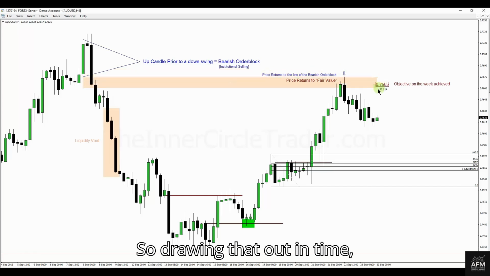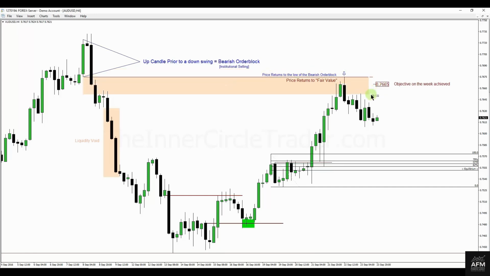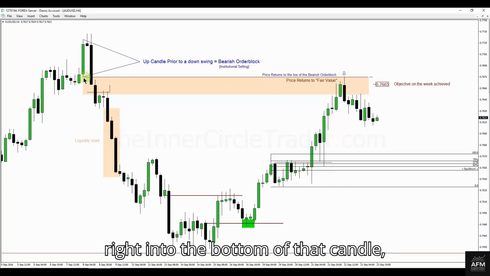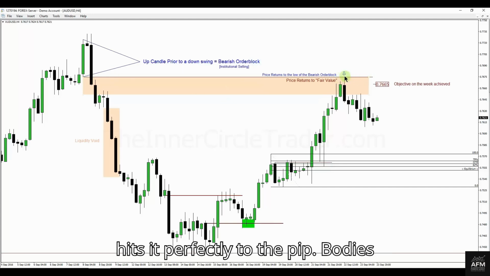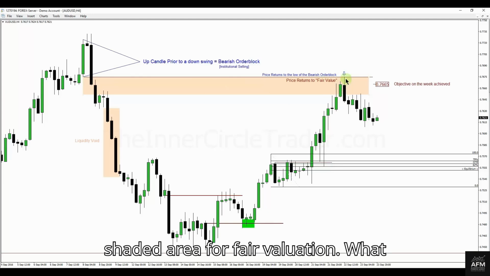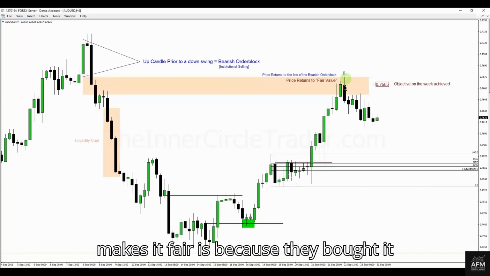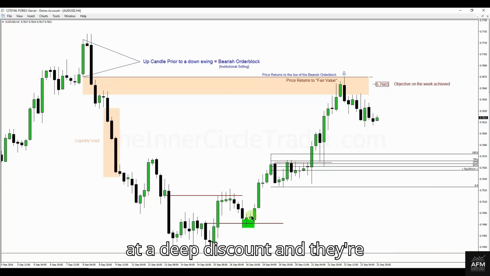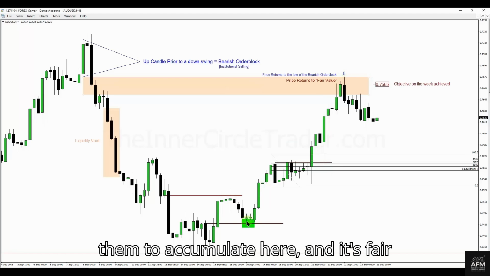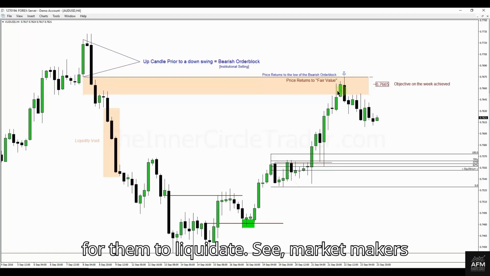So drawing that out in time, that's what you see here. Price coming right into the bottom of that candle, hits it perfectly to the pip. Bodies of the candle are still deep inside the shaded area for fair valuation. What makes it fair is because they bought it at a deep discount and they're liquidating at a premium. It's fair for them to accumulate here, and it's fair for them to liquidate.